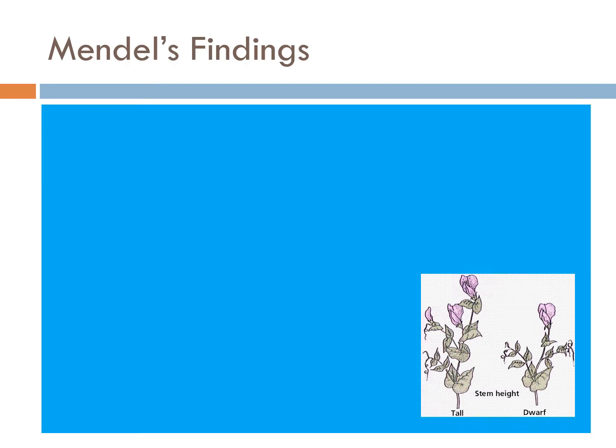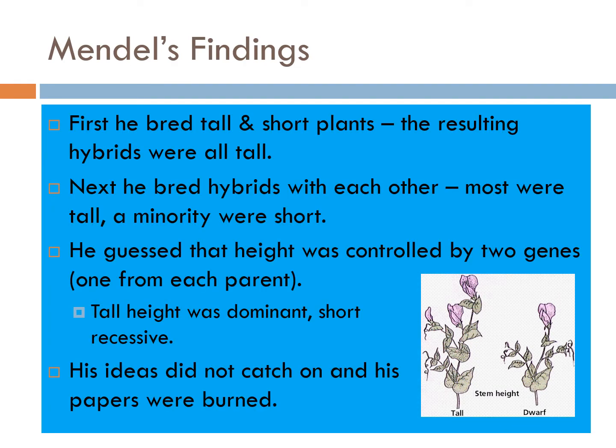So just real quick, going over Mendel's findings for those of you who are unfamiliar. First, he bred tall and short pea plants. The resulting hybrids were all tall. Then he bred hybrids with each other. Most were tall, a minority were short. And he guessed that height was controlled by two genes, one from each parent. The tall height gene was dominant and the short height gene was recessive, right?